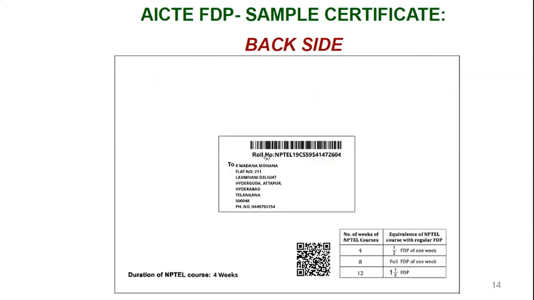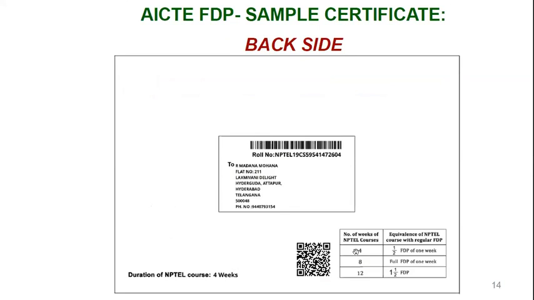So back side the barcode followed by your roll number. During examination, whatever address you entered, that address will be displayed as it is. Now you can see the duration of the NPTEL course at the bottom that you have mentioned. This is 4 weeks. So now 4 weeks means from the table.